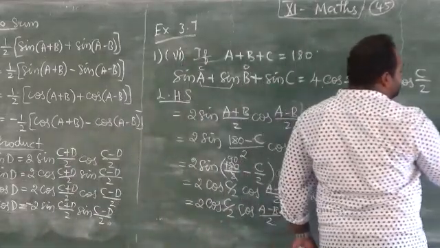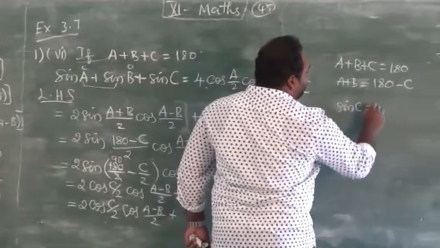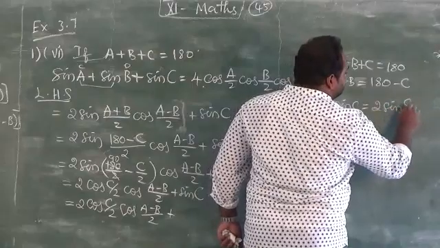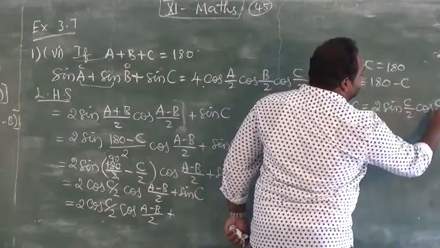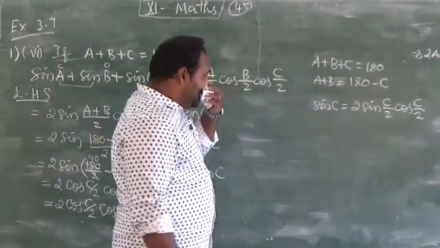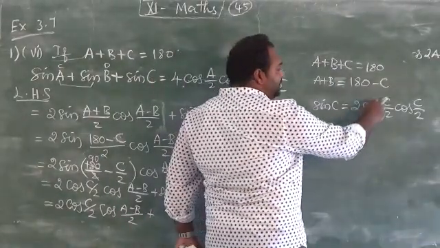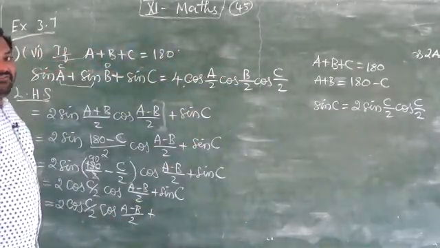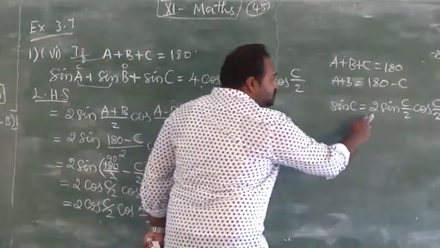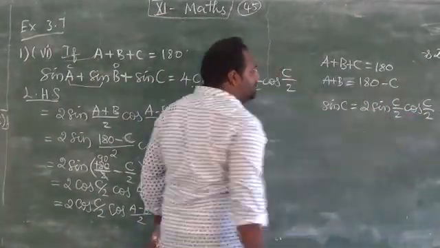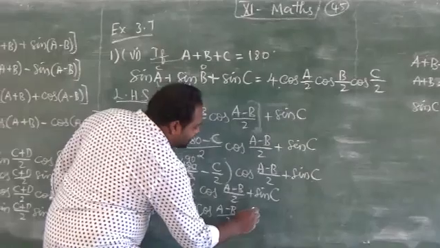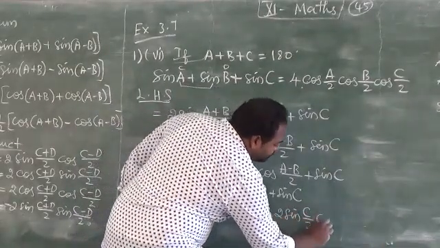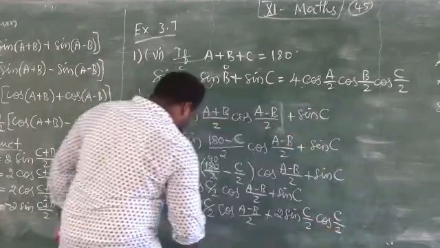Instead of sin C, using half angle formula, sin C can be written as 2 sin C by 2 cos C by 2. In half angle formula, first formula, sin theta can be written as 2 sin theta by 2 cos theta by 2. I already gave this identity, half angle identity. Sin C can be written as 2 sin C by 2 cos C by 2. I am going to apply this identity here. Instead of sin C, I can write 2 sin C by 2 cos C by 2.